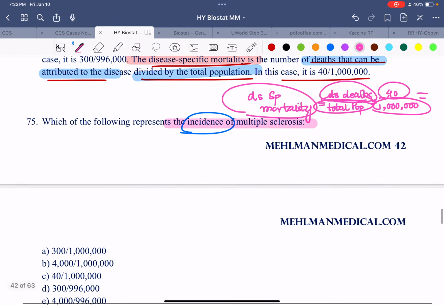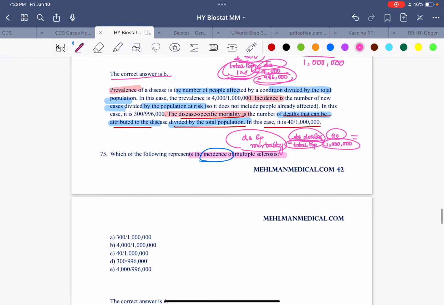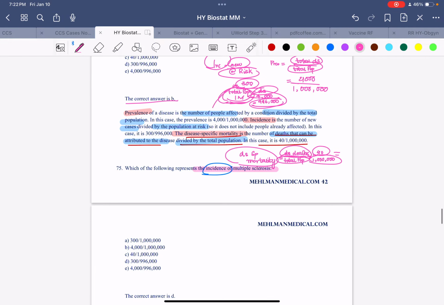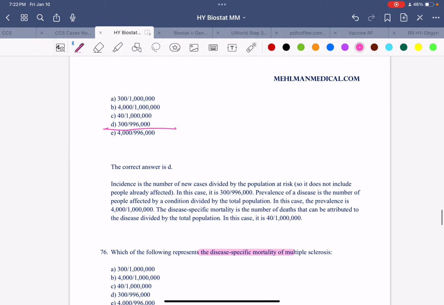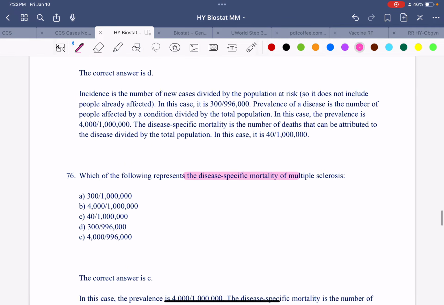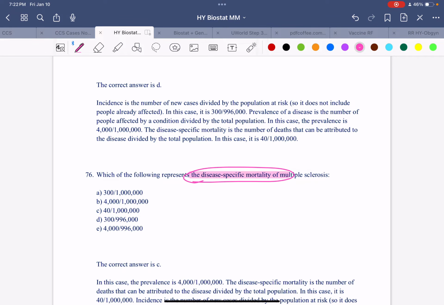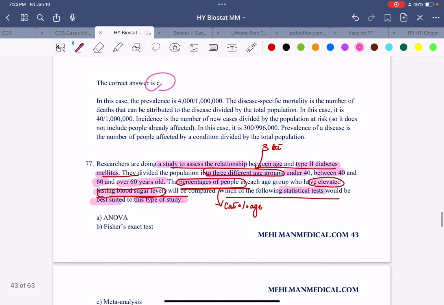Which of following represents the incidence of MS? We have already calculated it. It was 300 divided by, it was right here, 300 divided by 996,000. So that would be the answer D. So it is basically the number of new cases divided by the total population minus the people who already have the disease. And in order to calculate disease specific mortality of MS, we have also already done that, the number of people who were dying from that particular disease, 40, divided by the total population of 1 million. So the correct answer in this situation was C.